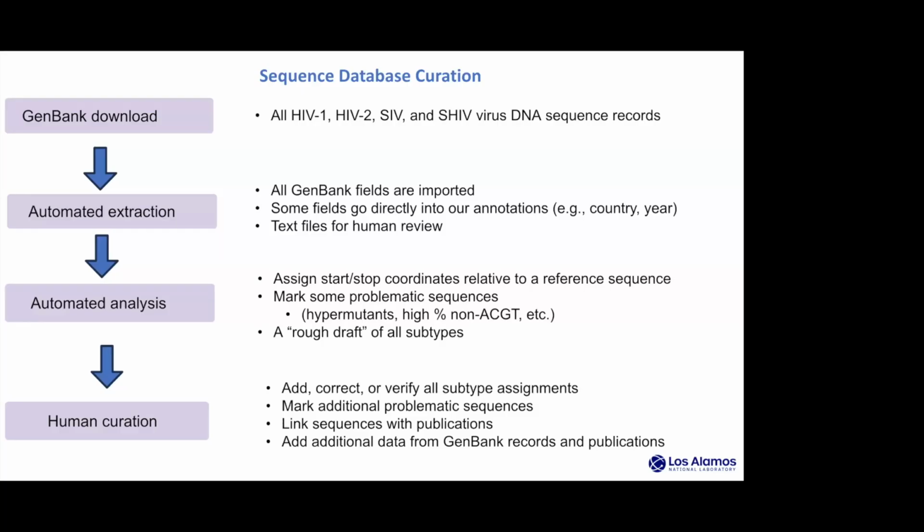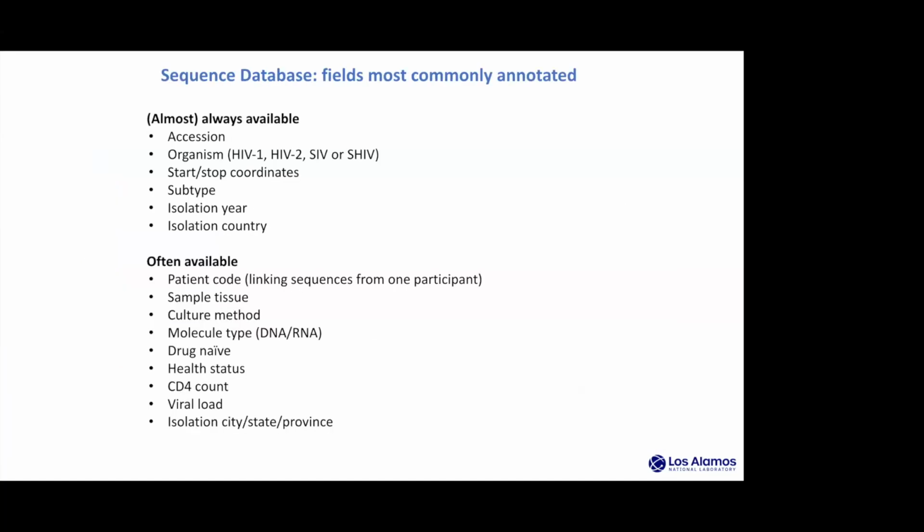We also look for additional data, both from the GenBank records and from those published papers, to add annotations to the sequences in our database. So in terms of what you might be able to get when you come to our database, in addition to downloading the sequences themselves, you can also get our start and stop coordinates relative to a reference sequence, subtype, isolation year, country.